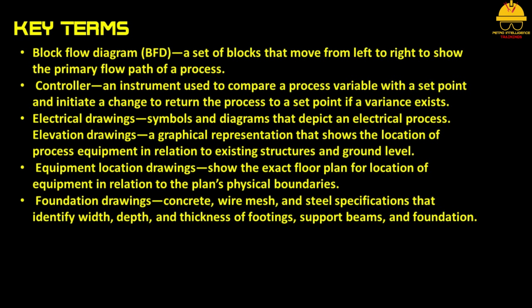Electrical drawings are symbols and diagrams that depict an electrical process. Elevation drawings are graphical representations that show the location of process equipment in relation to existing structures and ground level. Equipment location drawings show the exact floor plan for location of equipment in relation to the plant's physical boundaries.